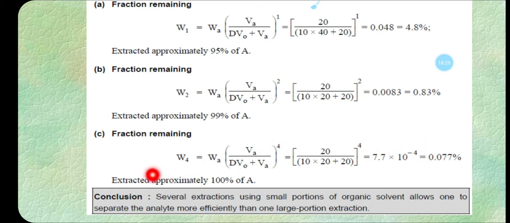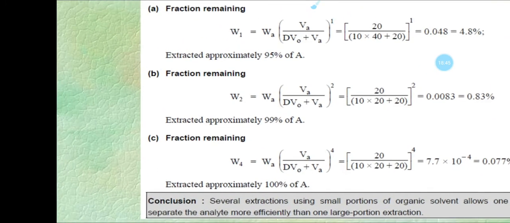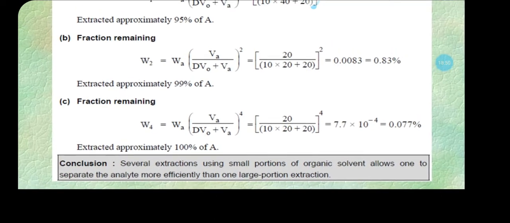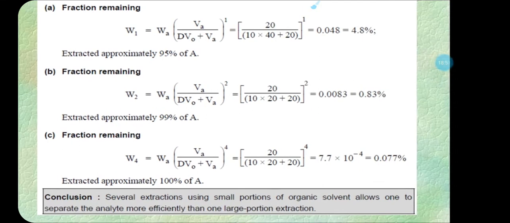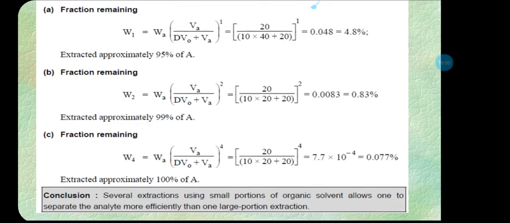That means nearly 100% of solute A will be extracted if we use multiple batch extraction, or multiple operations with the same solvent. That means the solvent remains the same in total. Then we conclude that several extractions using small portions of organic solvent allow one to separate the analyte more efficiently than one larger portion of the solvent.